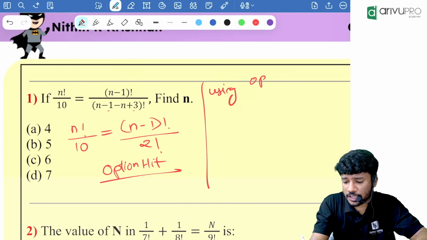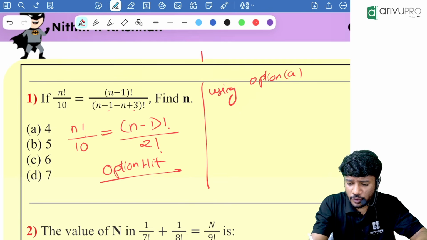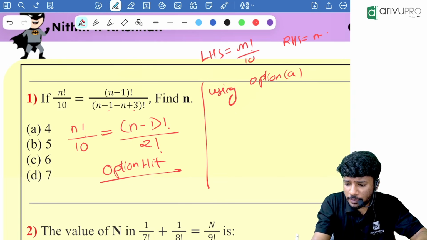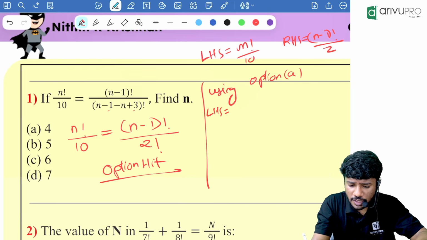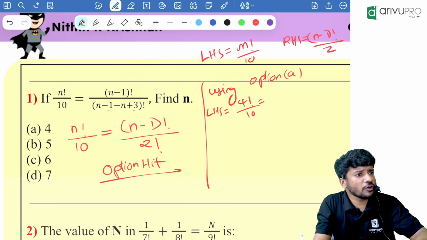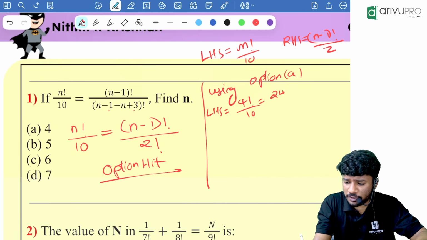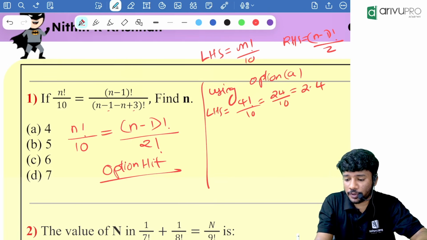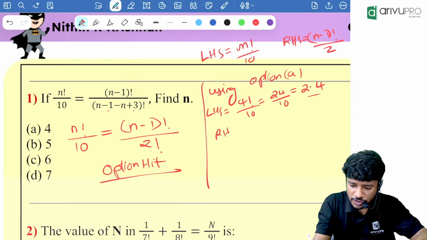Option hit using one by one option. Using option A, LHS is how much? LHS is equal to n factorial divided by 10. RHS is equal to (n minus 1) factorial divided by 2. That means n is equal to 4. 4 factorial divided by 10. 4 factorial is 24. 24 divided by 10 is 2.4.